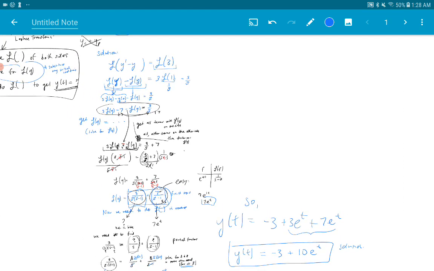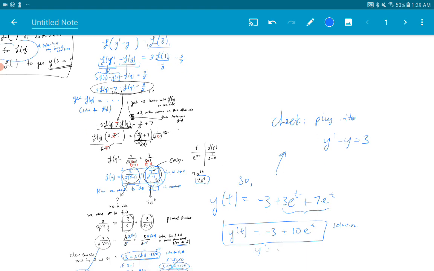It was this problem right here, y prime. We could check it if we wanted to. We plug that y into the original differential equation, which was y prime minus y equals 3. You'd have to take the derivative of this, plug that in here, and also get y itself and plug it in there and see if it equals 3. It does. You can try that on your own. It's not too hard.